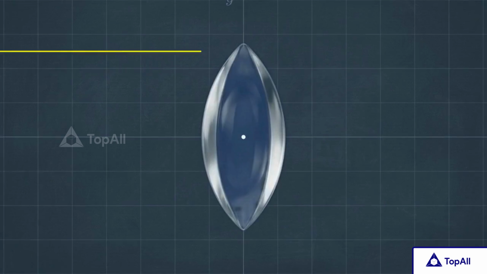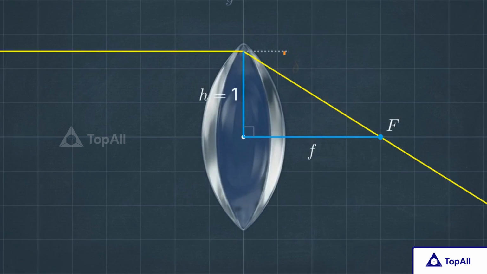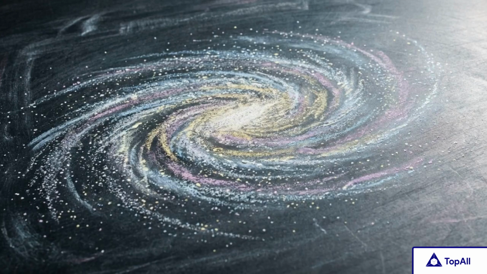By defining the geometry of a single bent ray and translating that deviation into a standard unit of power, we built the mathematical foundation required to see across the galaxy.